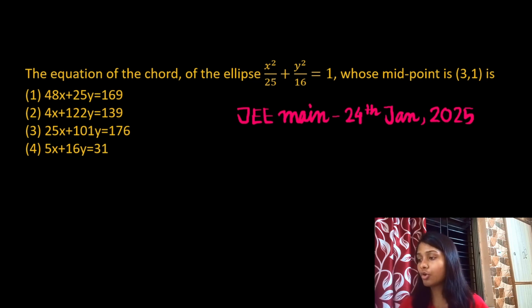So the equation of the chord of the ellipse x square by 5 plus y square by 16 equals 1, whose midpoint is (3, 1), is given by... we have these four options. So we need to calculate the equation of the chord. There is a general formula for this. First I will derive the general formula for this system.